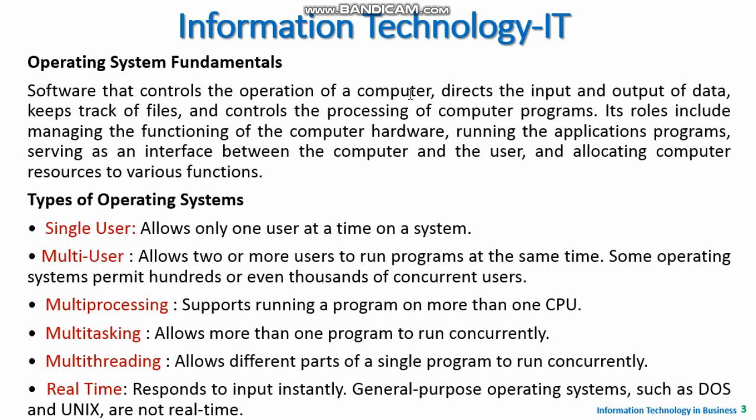So if you go through this definition, it explains everything. It controls the operation of the computer, directs input output of data, keeps track of information, keeps track of files, and controls the processing within the computer. It also manages the functioning of each hardware, resource managing, running different applications, also serving as an interface. We will be learning certain terms later. So it should give a proper interface to the users who are using it, and also manage and allocate resources and functions to different users and programs. So that is the basic function of an operating system.